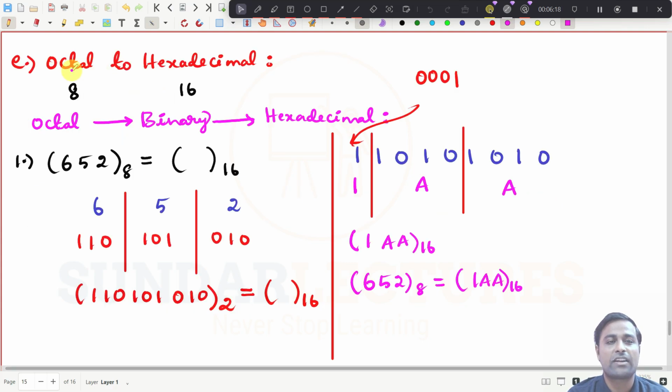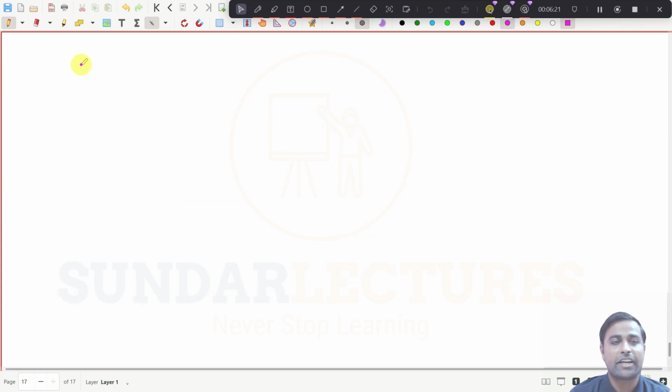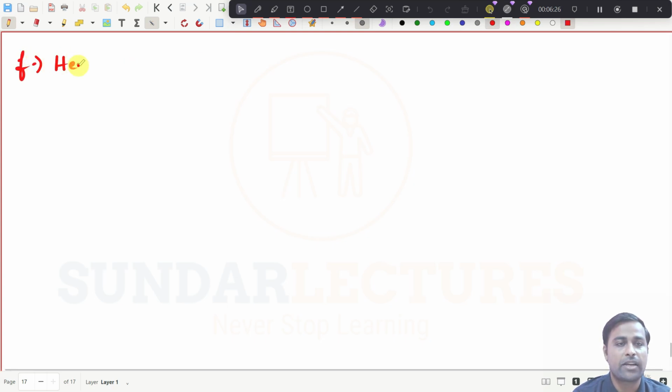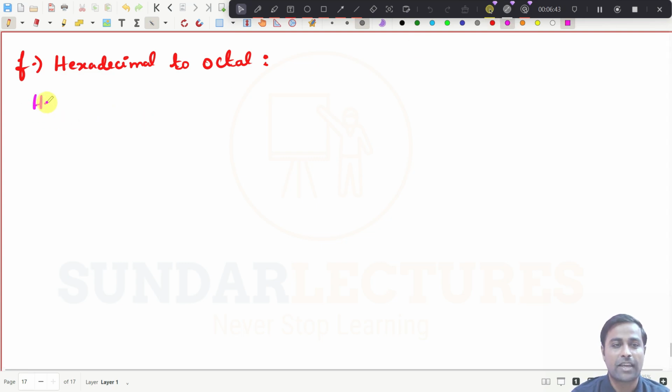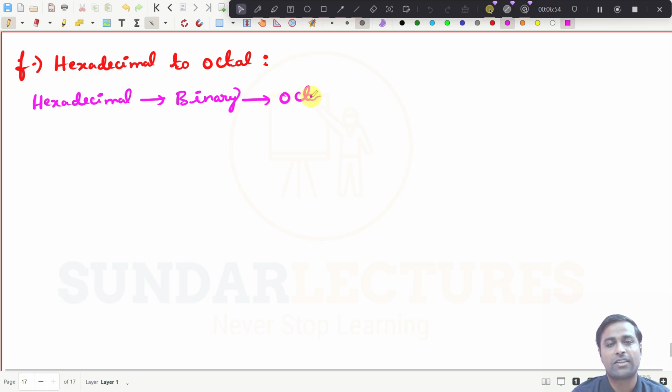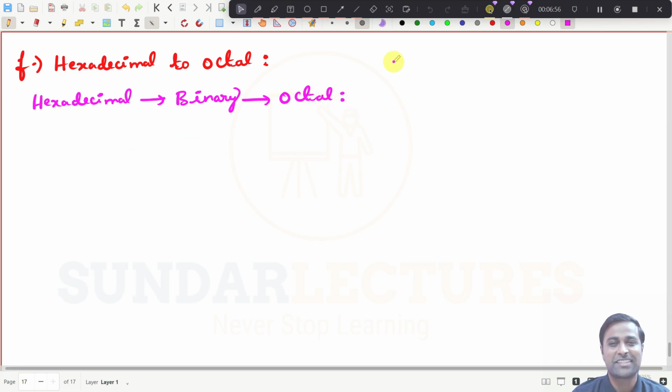Same procedure. What we have done is octal to hexadecimal, and the next one is hexadecimal to octal. Again, same thing. You cannot directly convert the hexadecimal into octal. So what you do is convert this hexadecimal to binary, that you know the procedure, and from this binary, you convert this into octal. This is the whole idea.